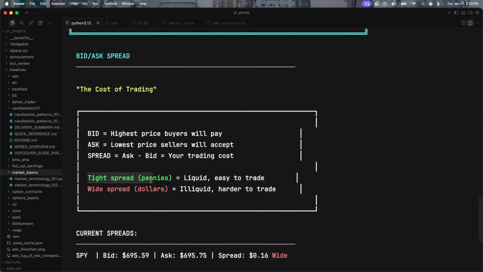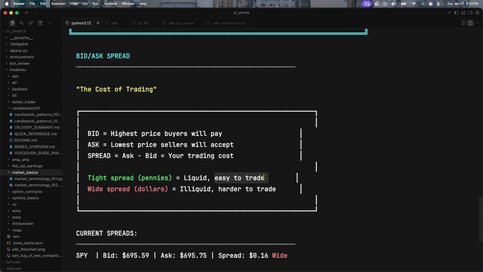Now, tight spreads are going to be super liquid, easy to trade. QQQ, tight spreads, easy to trade. SPY, tight spreads, easy to trade. Wide spreads are going to be your Dow. These are going to be illiquid, right? Very hard to trade. And what does it mean to trade? To get in and out of the asset.